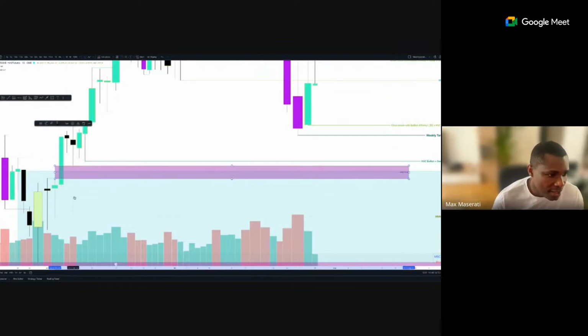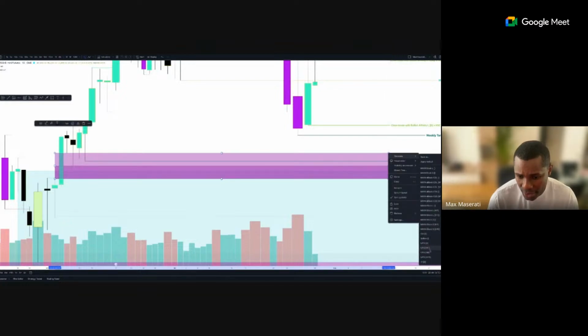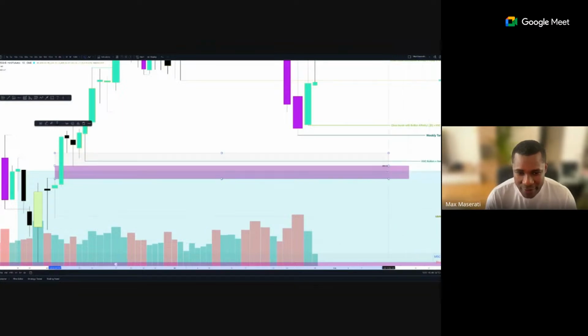Okay, and then let's mark out the unfair pricing gap as well. This is the unfair pricing gap. This is on the daily. So we have so many confluences that price will highly likely push lower. Okay, so we're just mapping the market. Yeah, and this is the unfair pricing gap on the daily.